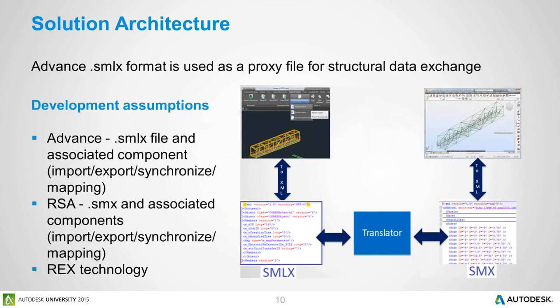The decision to use the SMLX file format was based on the fact that this format had already been used for bidirectional Advanced Steel to Revit and Plant to Advanced Steel data exchange. The SMLX file is then converted to an SMX file, used for the link between Robot and Revit, to store Robot analytical model information.